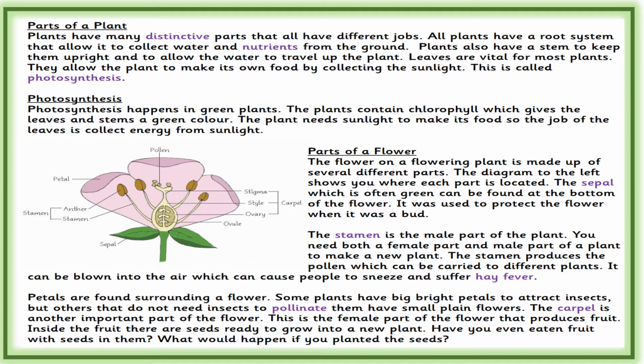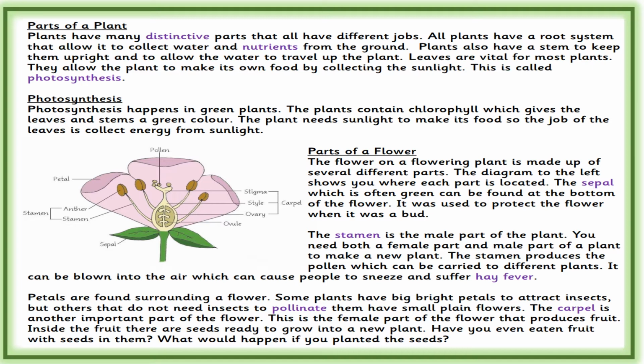Parts of a flower. The flower on a flowering plant is made up of several different parts. The diagram to the left shows you where each part is located. The sepal, which is often green, can be found at the bottom of the flower. It was used to protect the flower when it was a bud. The stamen is a male part of the flower. You need both a female part and a male part of a plant to make a new plant. The stamen produces a pollen which can be carried to different plants. It can be blown into the air, which can cause people to sneeze and suffer from hay fever.